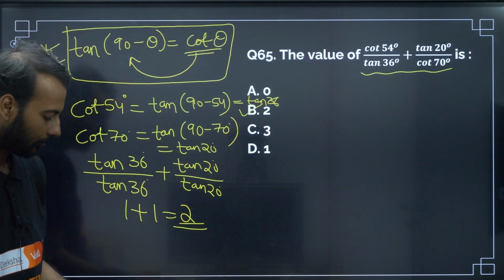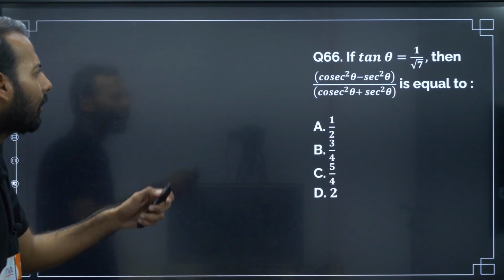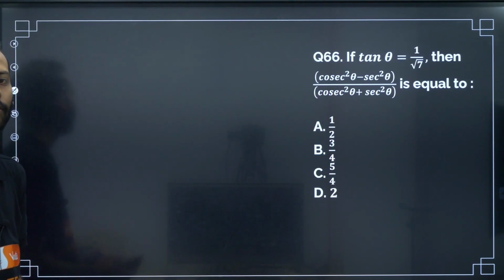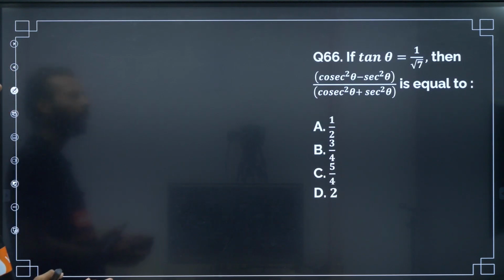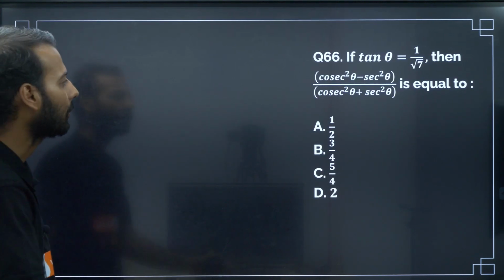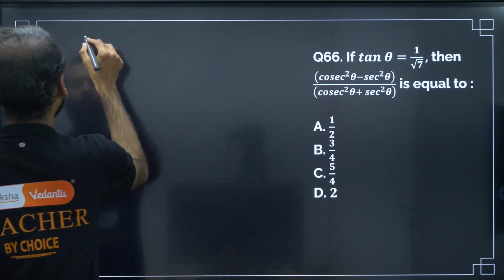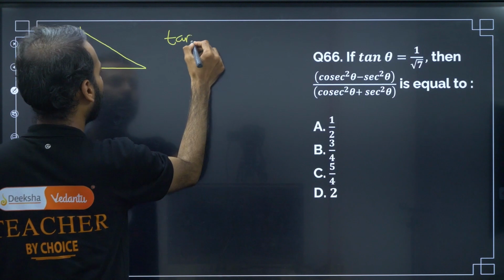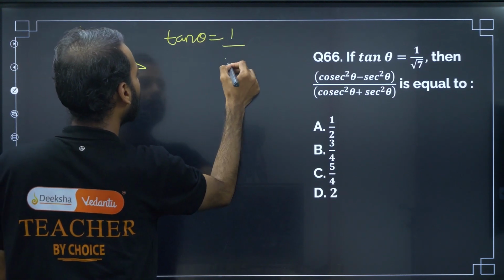So it is 2. Next, tan theta is equal to 1 by root 7. They have given the value of tan theta, and they are asking to find the value of this expression. So tan theta is equal to 1 by root 7.